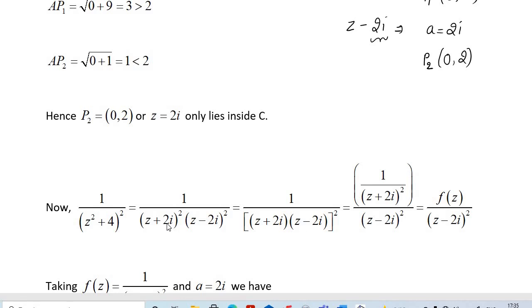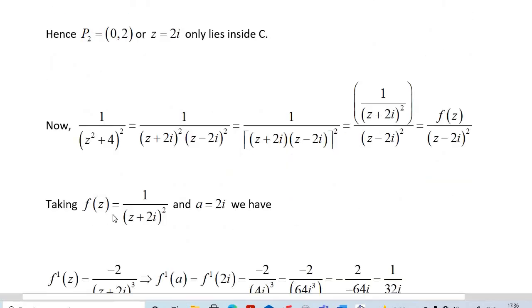Now I am lifting this (z + 2i)² to the numerator. Why? Because the point P1 lies outside the circle C. The point which lies outside, we lift to the numerator. The point which lies inside C, we keep in the denominator only. So this is equal to f(z)/(z − 2i)². So this is our f(z), f(z) is 1/(z + 2i)².